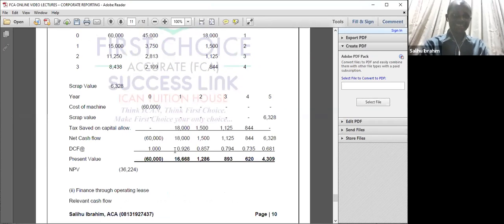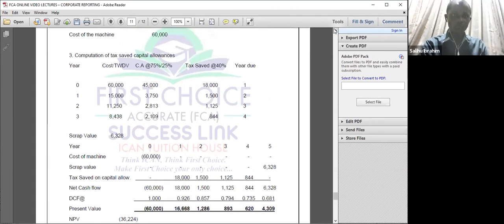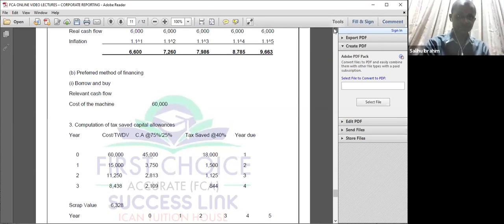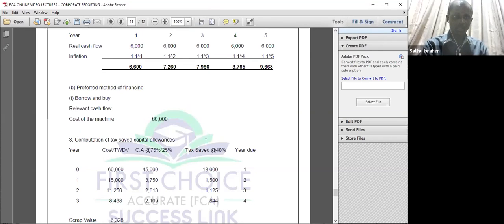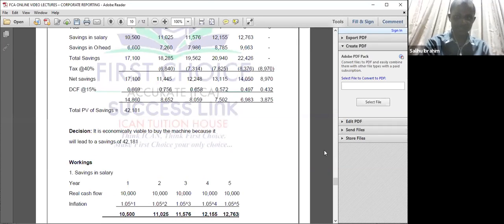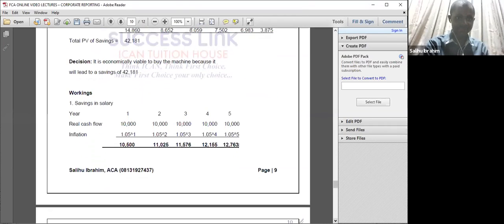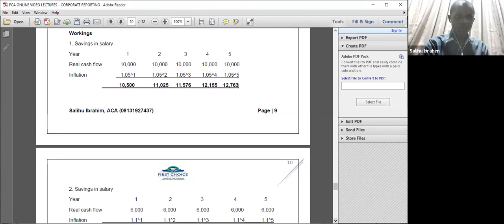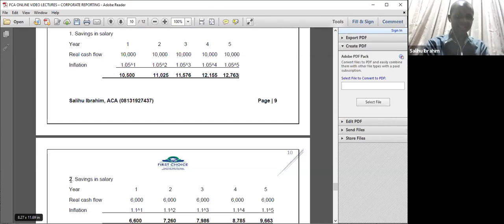Then for the overhead, the same argument. For the overhead, look at it. Where did I put the workings? I think I put the working of this one here. This is savings in salary, but savings in overhead. Oh, okay, sorry. The second one here is not savings in salary, it's savings in other overhead. Please change it there. Savings in other overhead.